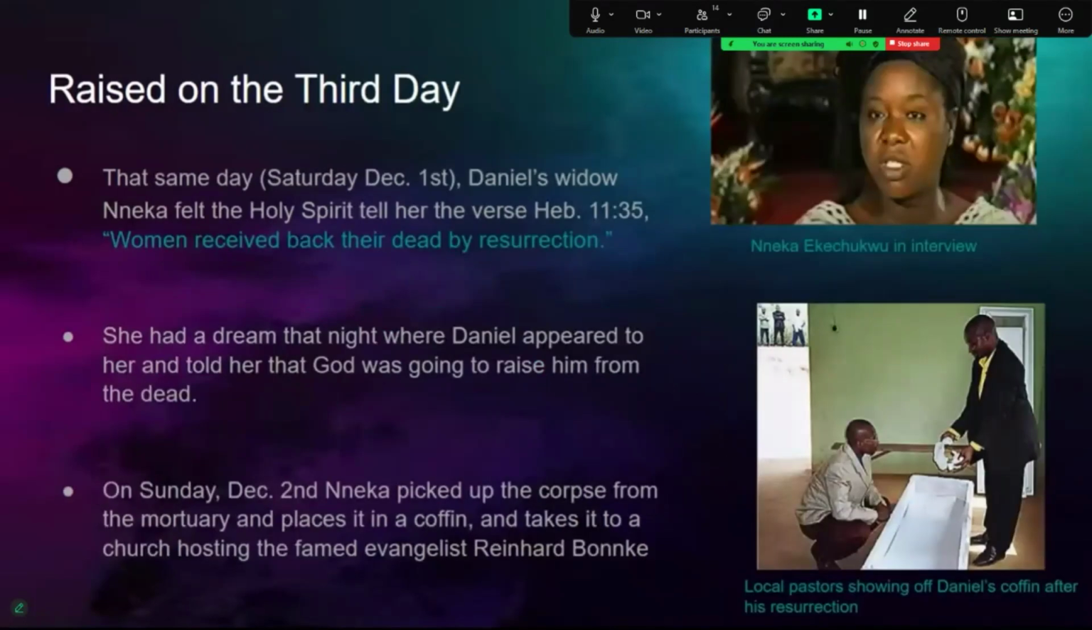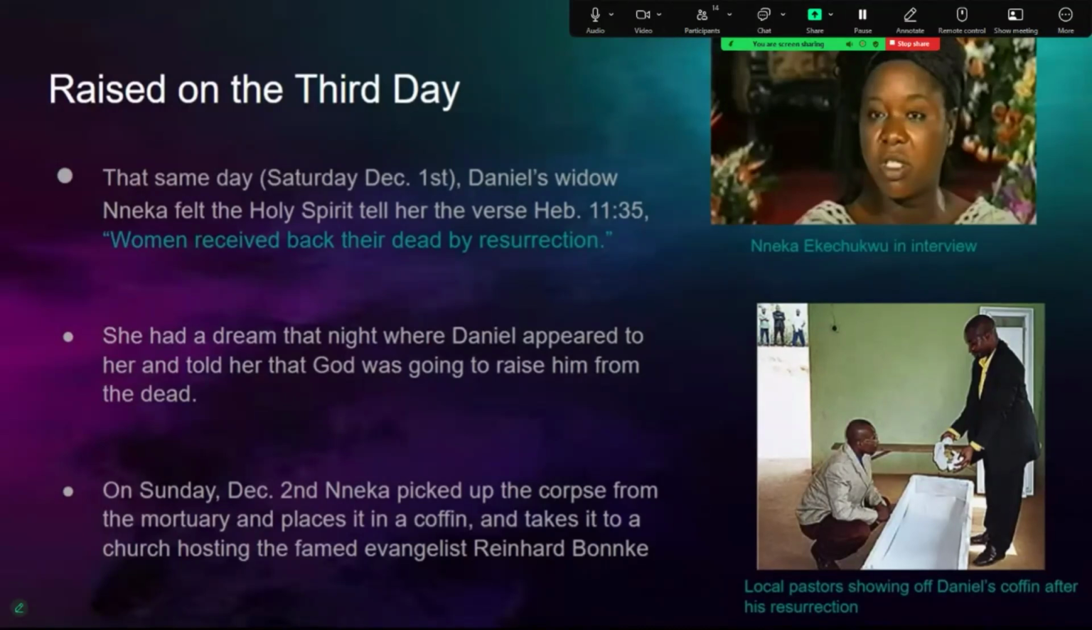So at this point, meanwhile, Daniel's wife, I believe it's Nika, is how you say it, Nika, she's mourning the loss of her husband, but she still has faith in God. And so she's reading through her Bible, and the one verse that sticks out to her is Hebrews 11:35, which says, women received back their dead by resurrection. Now, in context, that's talking about the Old Testament saints, but to Nika, she thought that meant God was going to raise him from the dead.